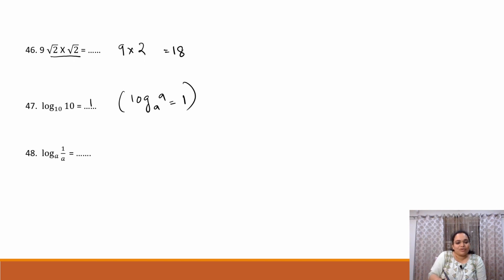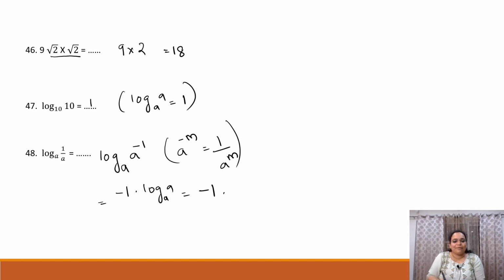Okay, so here log 1 by a to the base a. I can write log a power minus 1 to the base a. Okay, a power minus m is equal to 1 by a power m. Right, so I am writing it as a power minus 1, that is minus 1 into log a to the base a, which is equal to minus 1 only, right, because log a base a is 1, minus 1 into 1 is minus 1.